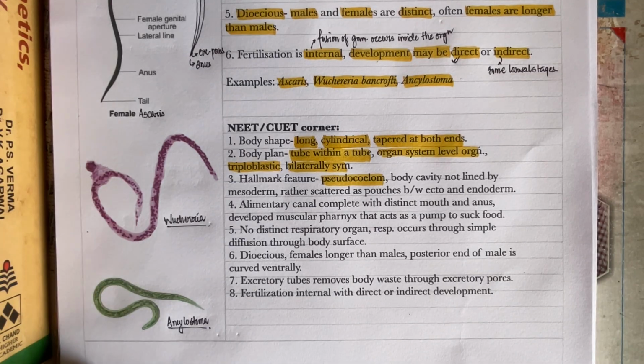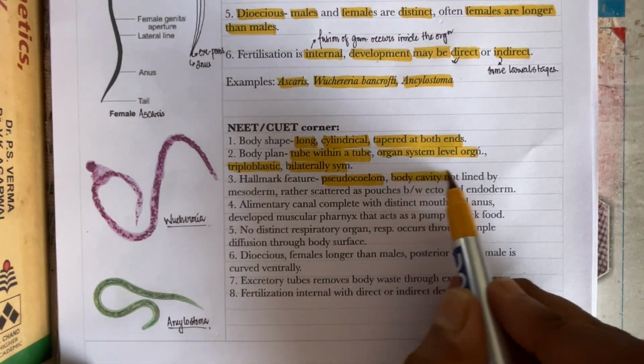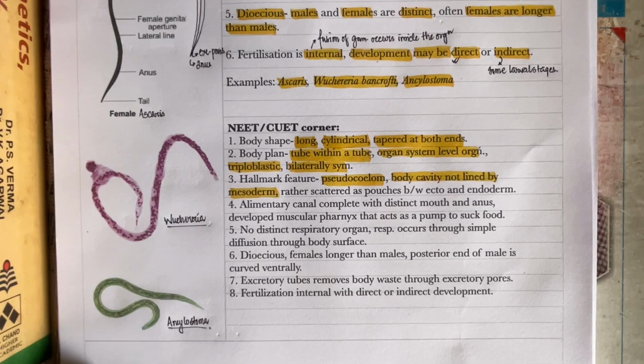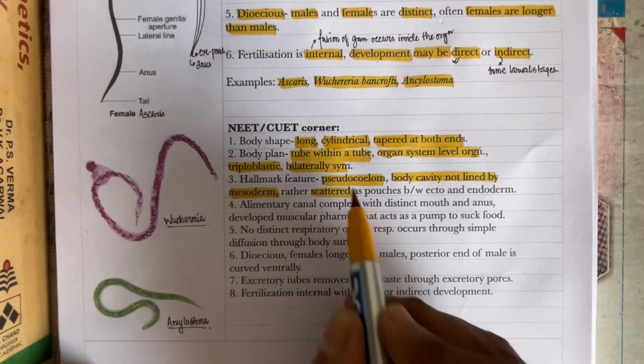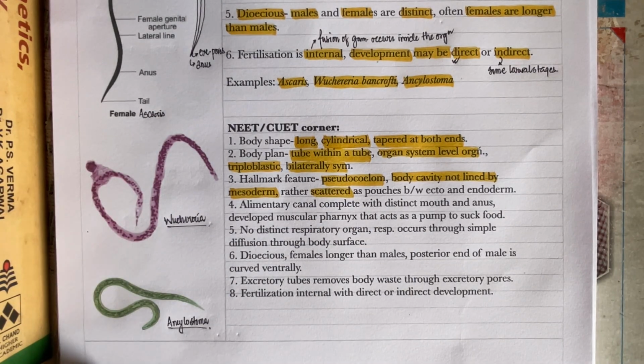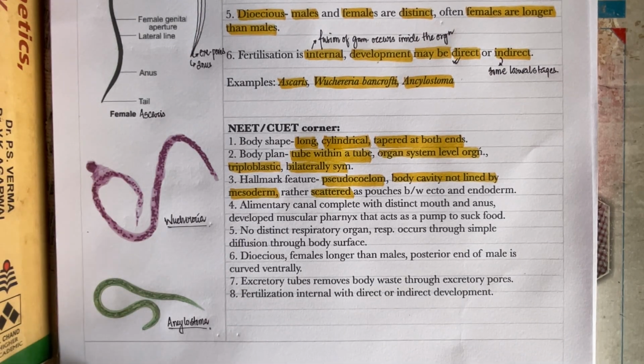We have discussed pseudocoelom. That means the body cavity is not lined by mesoderm. Rather, it has scattered pouches. We have seen the diagram before. If you haven't seen it, please refer to the previous videos. You can see it there directly.